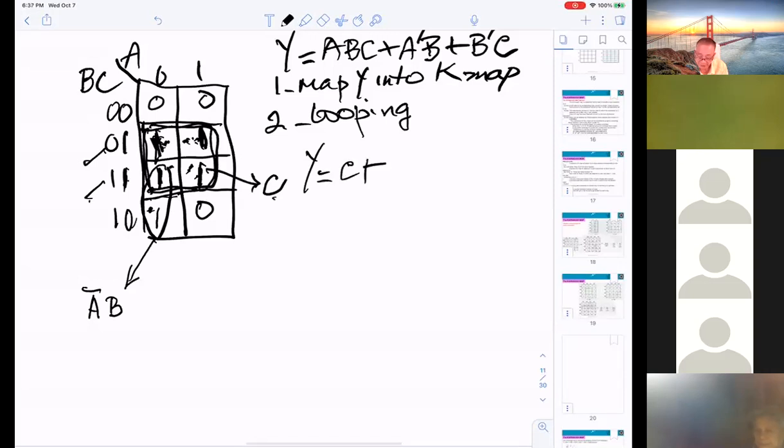So basically Y now equals C or not A, B. So if you draw the circuitry, that one has one more gate, and this one will have one less gate. They work the same.